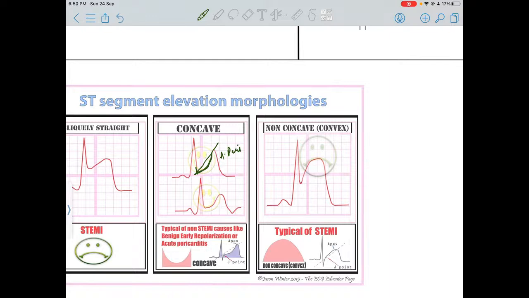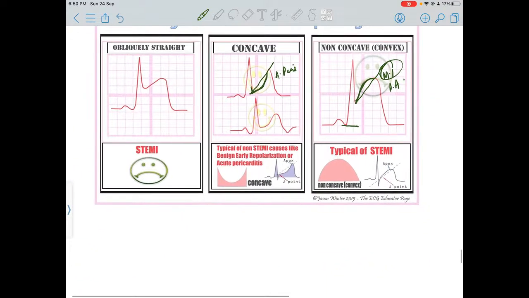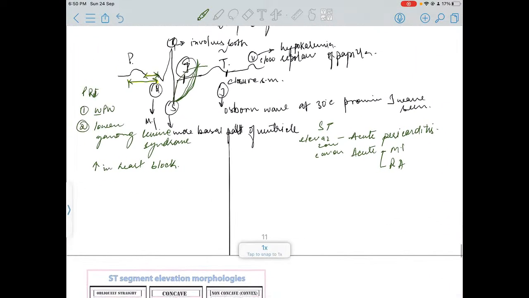But ST elevation is there. First of all, it's elevated. Also, there's a convexity. It's convex. So it could be MI or Prinzmetal angina, but STEMI most likely. Now, if it's depressed, okay. Now, if it's ST depression, it could be angina, that means pain, or CAD, which is coronary artery disease.